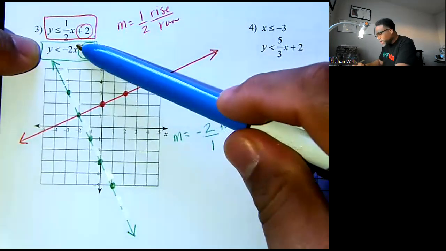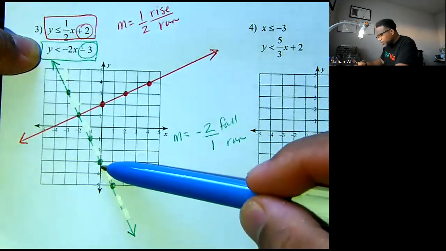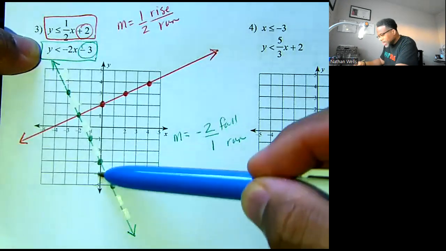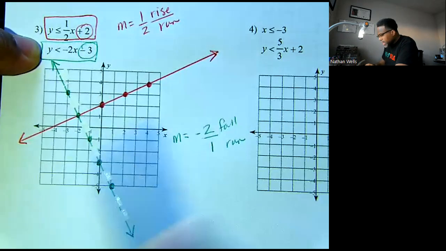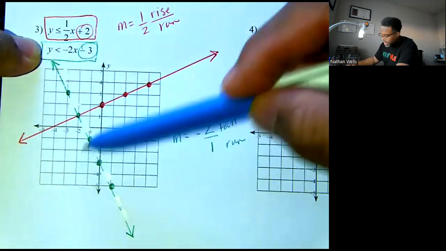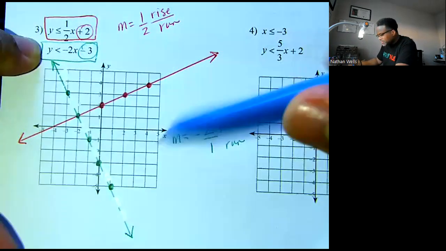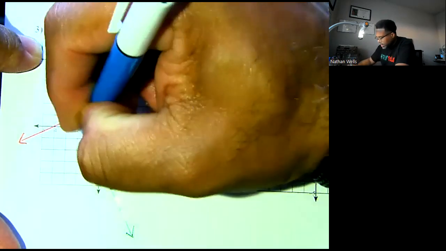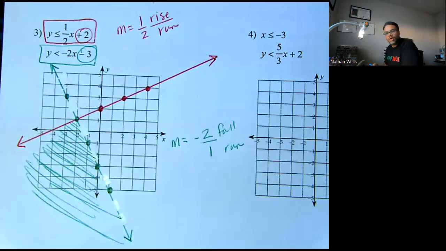But here on the green line, it says y is less than. The y values become less below the green line. So below the red line and below the green line is this area right here, which satisfies both sections. So this is the only section that gets shaded. I really hope this helps.